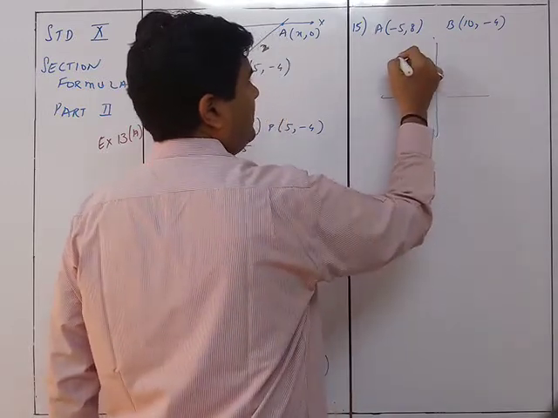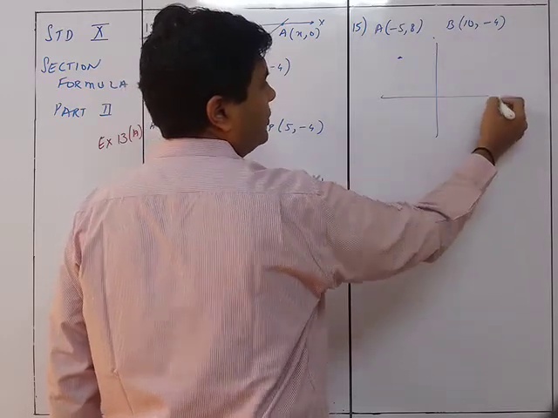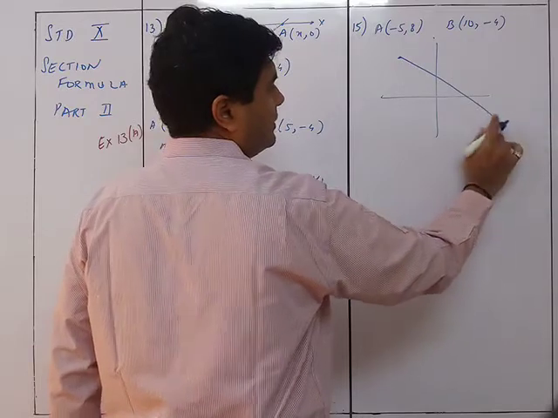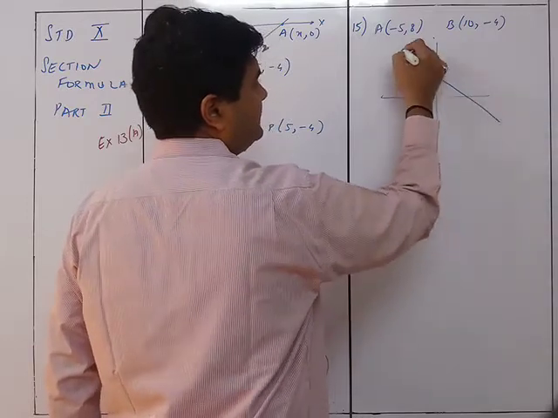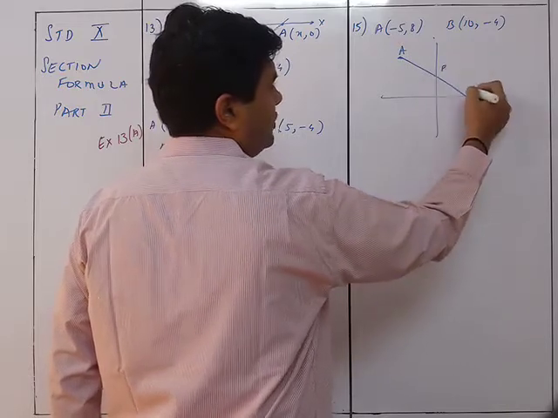Minus 5, 8 will be somewhere here. And 10 comma minus 4 will be somewhere here. So when I draw a line like this, it is seen that this is A, this is B. So this will be P, this will be Q.